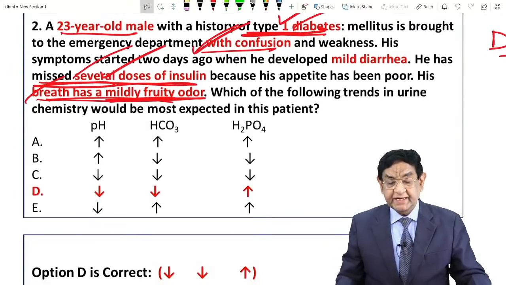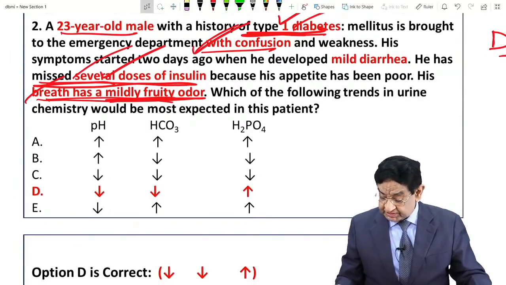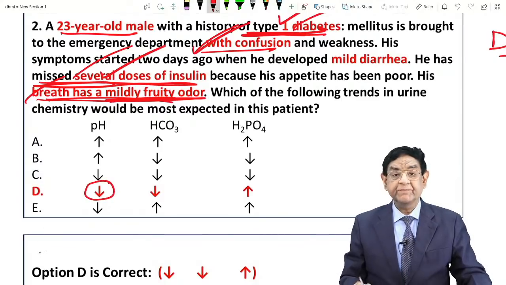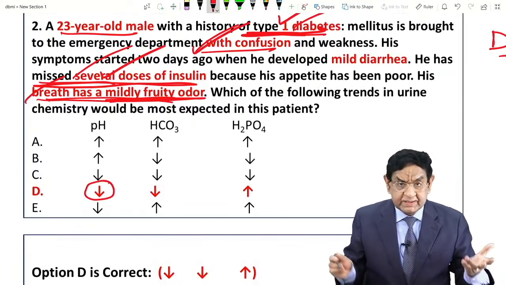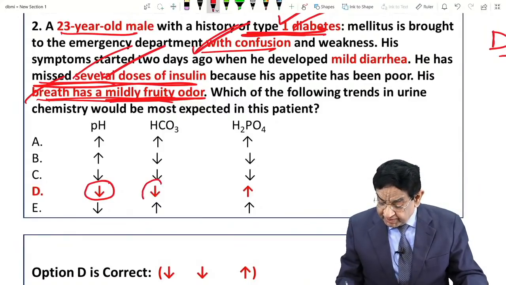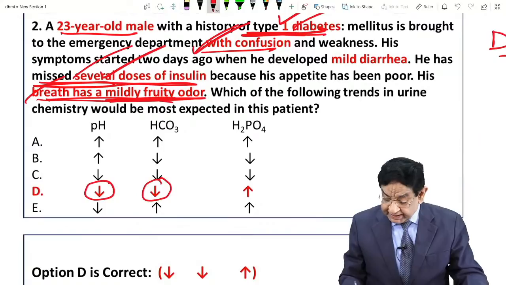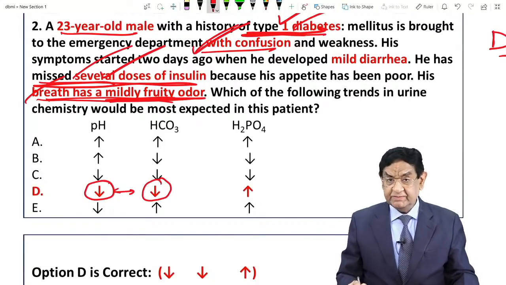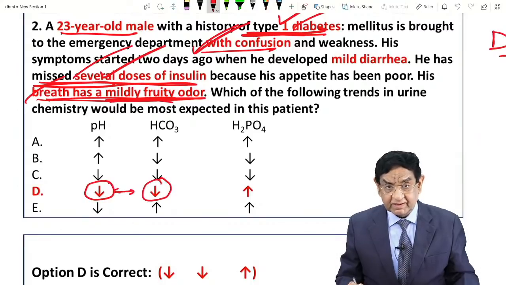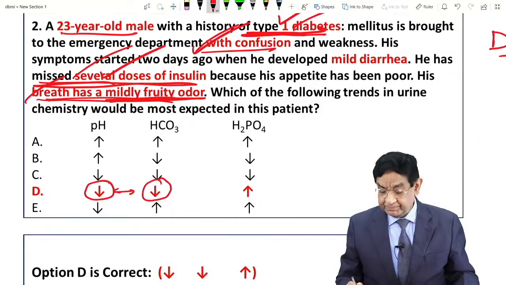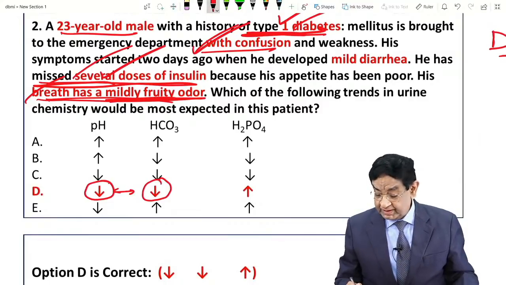So DKA is a type of acidosis. So what happened? The pH will go down. Why will the pH go down? Because it's acidosis. The bicarbonate level will go down. Yes, it's a case of metabolic acidosis. We have learned that in these cases, the bicarb level goes down.